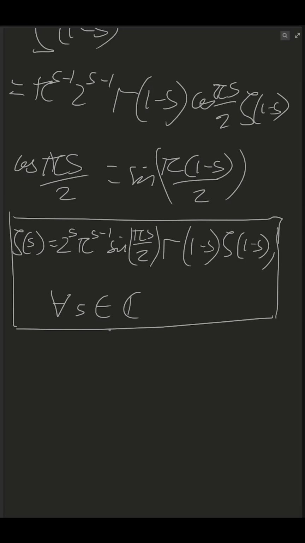And so in conclusion, we can say that our analytic continuation of the Riemann zeta function, zeta of s, is 2 to the s, pi to the s minus 1, sine of pi s over 2, gamma of 1 minus s, zeta of 1 minus s, and this is valid for all complex values of s.